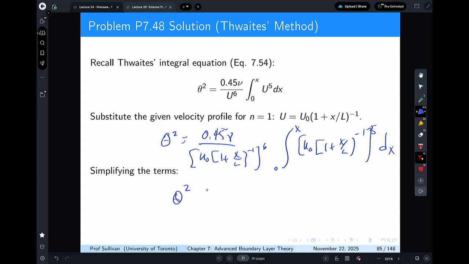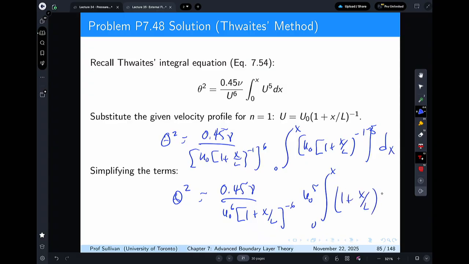Theta star squared equals 0.45 nu u naught 6 1 plus x over L minus 6 u naught to the 5th 0 to x 1 plus x over L minus 5 dx. Again, just substituting in terms, using the given velocity profile and using that as a basis to do the calculation. So all I'm doing is substituting that velocity profile I got from Gartler for the u terms in the very top equation.